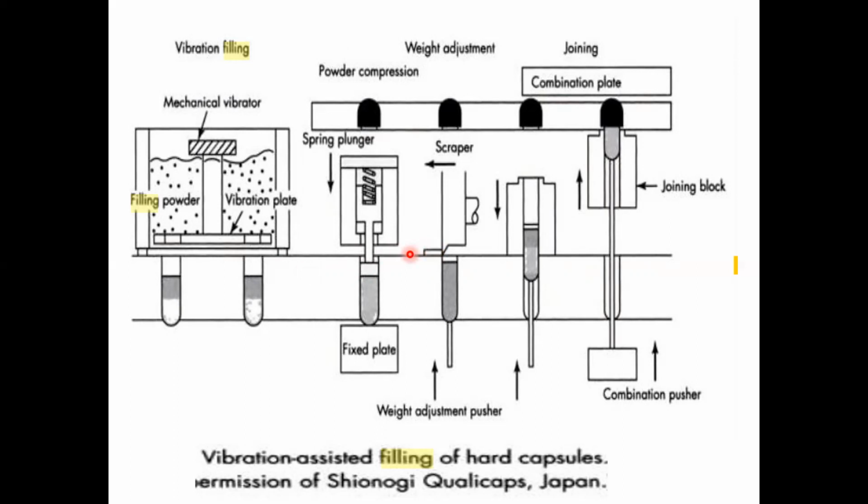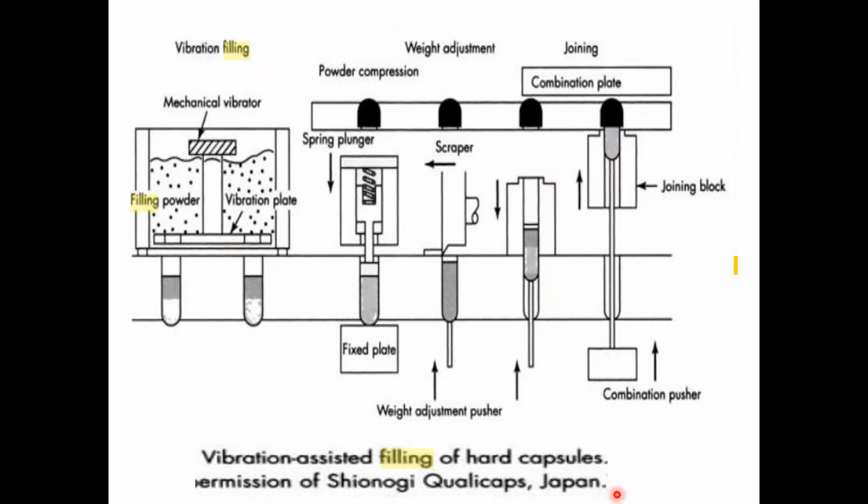The system works well with dense, free flowing material. Please understand, whenever you are using capsule dependent machines, you should have free flowing material. After the excess is scraped off, the capsule cap and the body are locked together. So they are joined. You can see the capsule body is pushed with a pin into the cap of the capsule. This is the joining stage. So you have first the filling stage, then weight adjustment, where the excess fill is removed with the scraper, and then finally joining of the cap and the body.